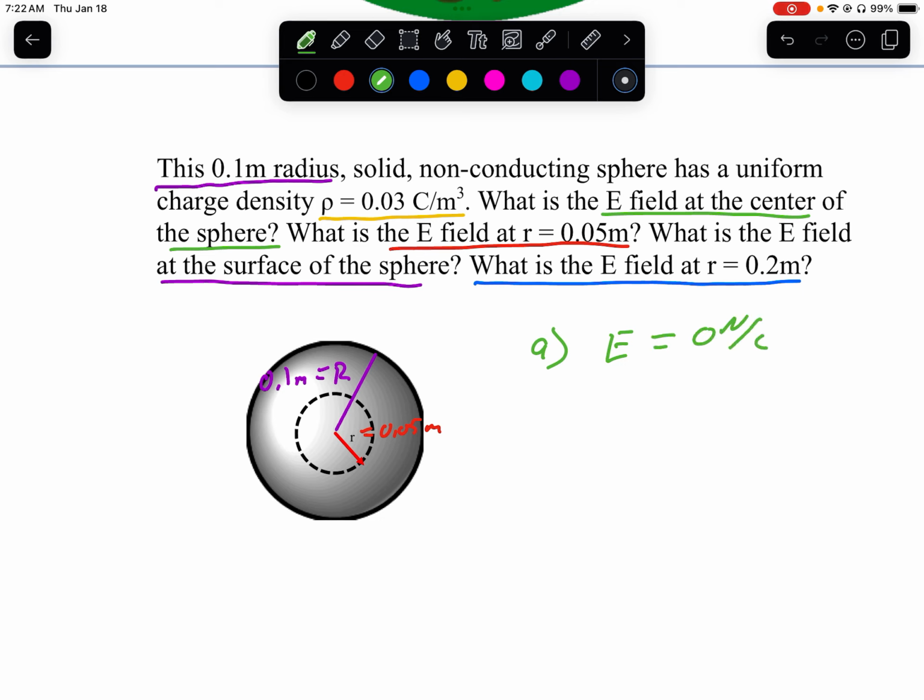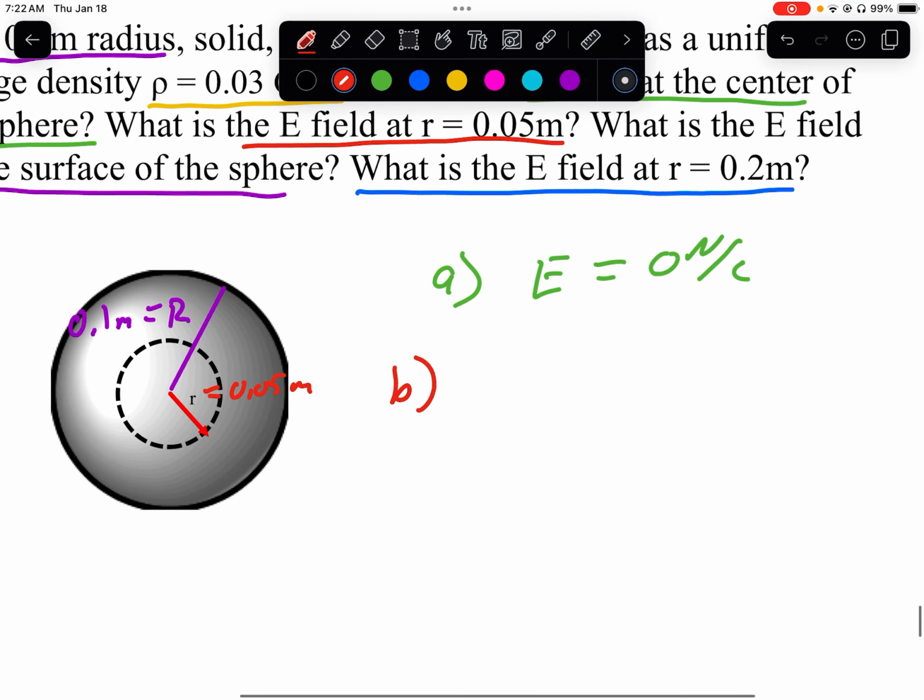Now, that's a little abstract in terms of concept. So I'm going to show that that's actually the case when we look at what I'm going to call part B, which is the electric field at 0.05 meters. Okay, so let's take a look at that now. To do this, we need to apply Gauss's law. So we're going to start by writing Gauss's law.